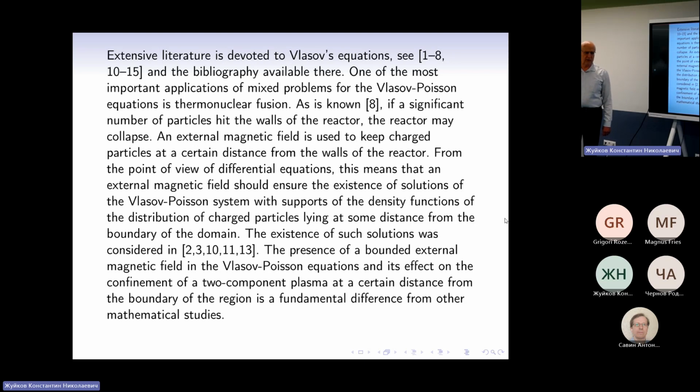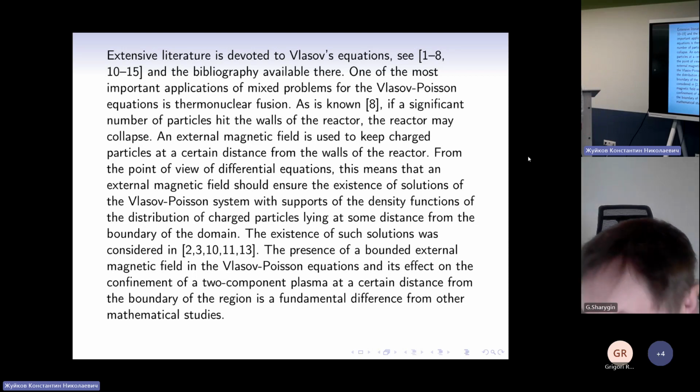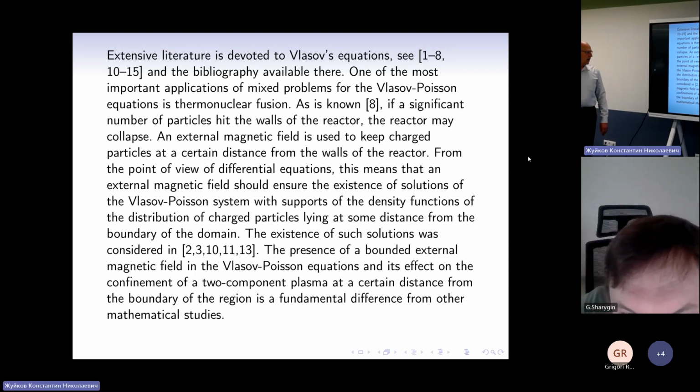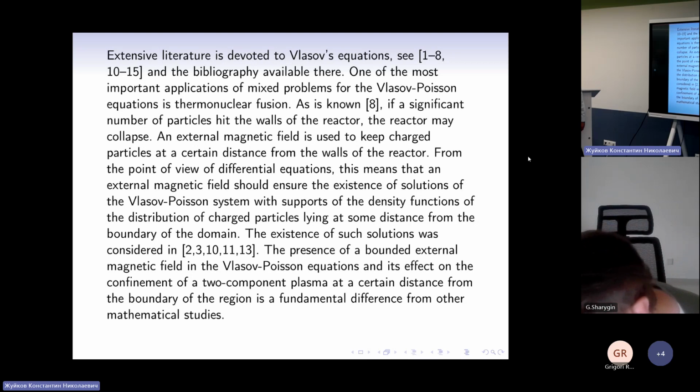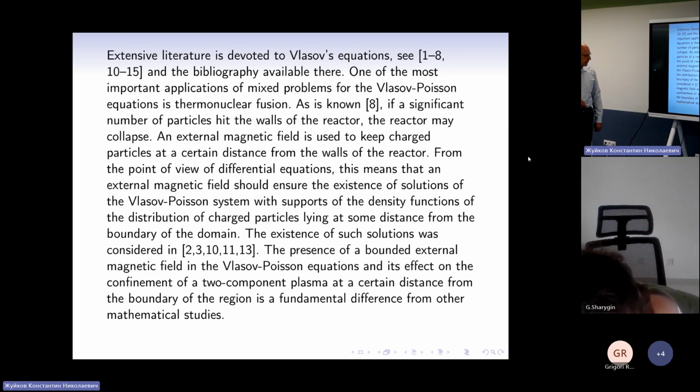Therefore, one of the main problems in plasma physics is how to provide confinement of plasma. This means that physicists are trying to organize control theory of plasma in such a way that the plasma should be located at some distance from the walls of the reactor. And usually the main tool of investigation of rarefied plasma is closely connected with the so-called Vlasov equations.